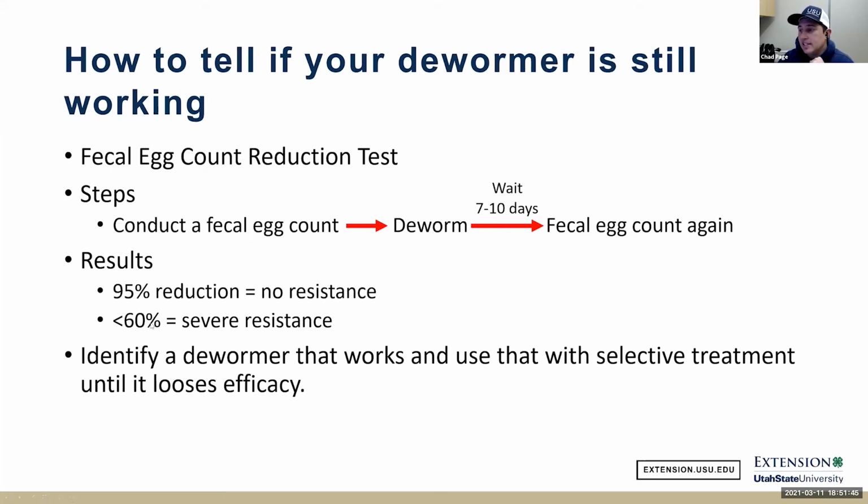If there's less than a 60% reduction, then we're starting to deal with a pretty severe resistance to that dewormer, and it's not working as well. So identify a dewormer that works for you. It used to be that we rotated through a lot of dewormers, but the new protocol people are recommending is that we use the one that works for us selectively, and when it stops working, move on to the next.